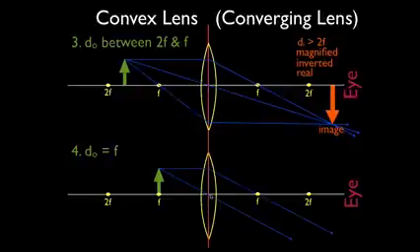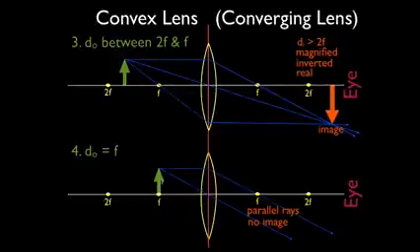Has to go through this point. You will notice these light rays are parallel. Parallel light rays don't intersect. In all of the previous cases, the image occurred where the light rays intersected. So, no intersection, you guessed it, no image. So when the object is at f, there is no image because the light rays are parallel.